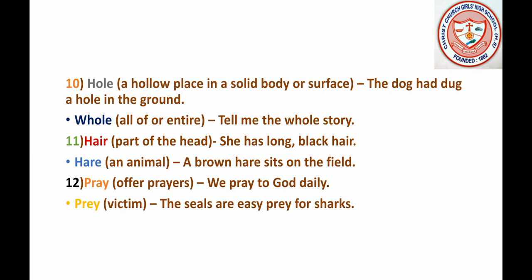Number 11, hair, means part of the head. Sentence is, she has long black hair. Next word, hare, means an animal. A brown hare sits on the field. All right.